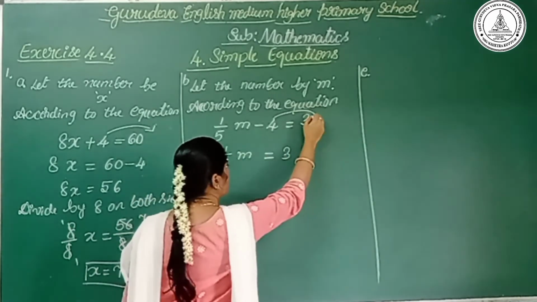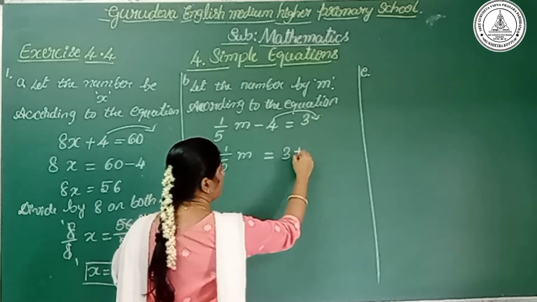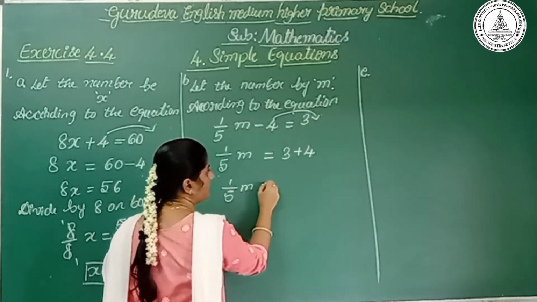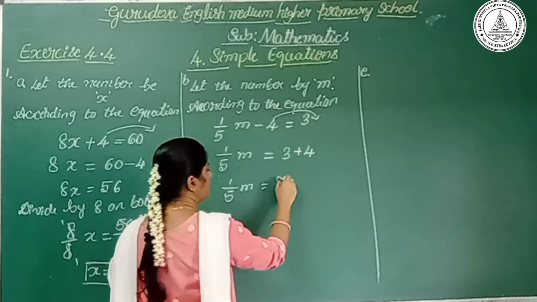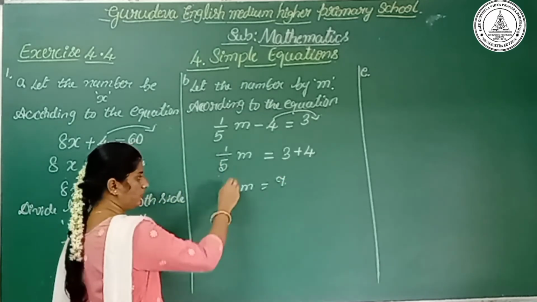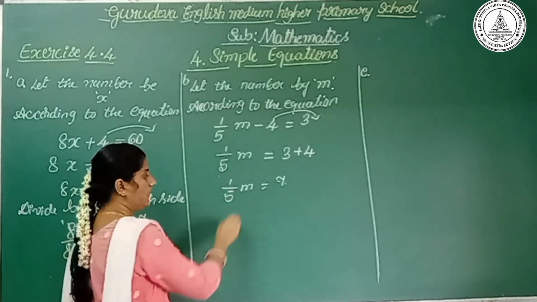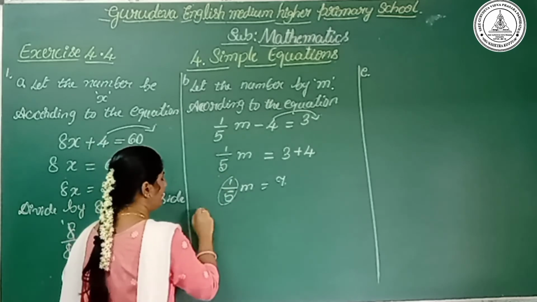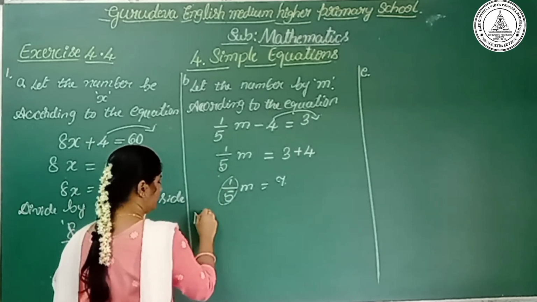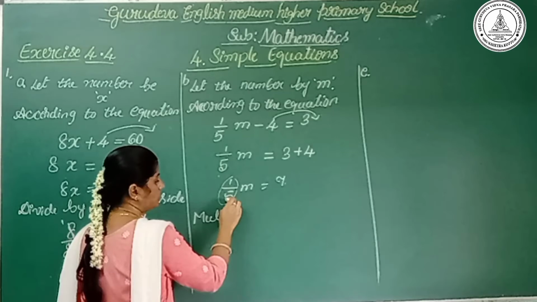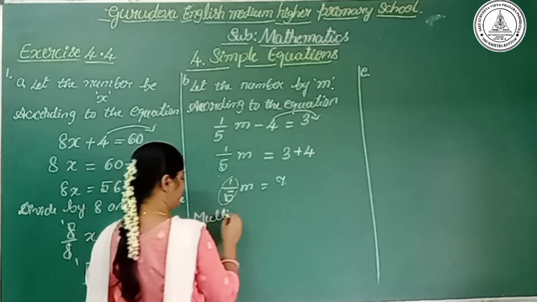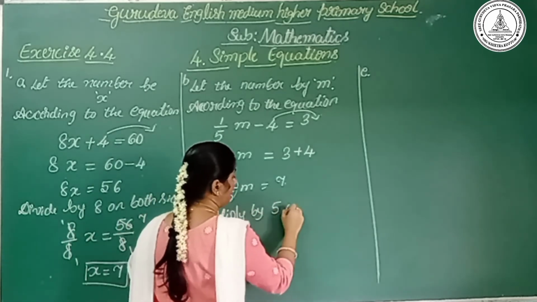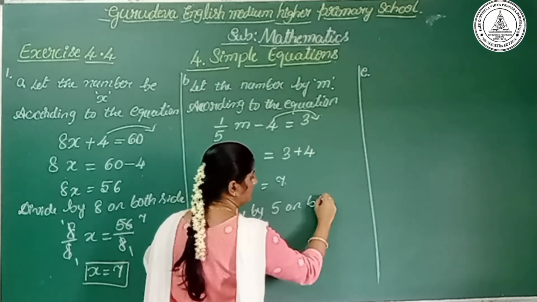So minus 4 transposing will become plus 4. Then 1/5 m is equals to 3 plus 4 is 7. So now you may see here 1/5 into m. So we want to eliminate this 1/5. So 5 is in the denominator. So multiply by 5 on both sides.